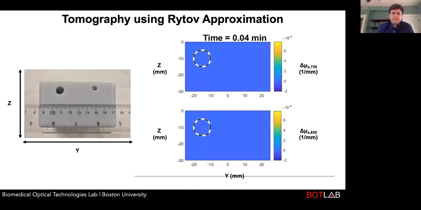We can also take the same data set and do tomographic reconstructions. We use the Rytov approximation. And now we're looking at Y versus Z instead of X and Y. So the side view of this channel. And here's the reconstruction here.